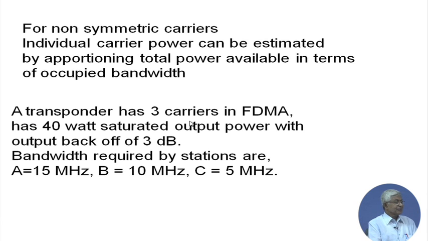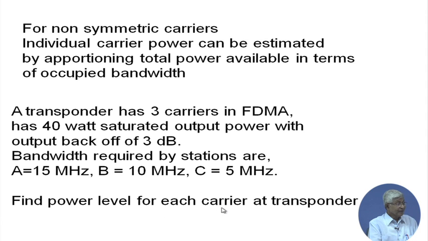A transponder has 3 carriers in FDMA, has 40 watts saturated output power with an output backoff of 3 dB. You can see your actual available power is 40 minus 3. Now, the bandwidth required by each station is different: 15 megahertz, 10 megahertz, 5 megahertz for A, B, C. Find the power level for each carrier at the transponder output. So, the EIRP per carrier will be different because the sizings are different.